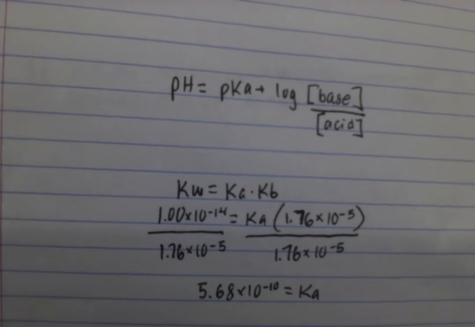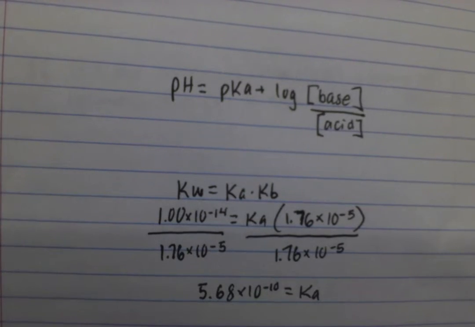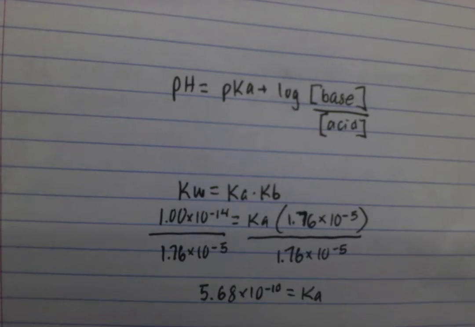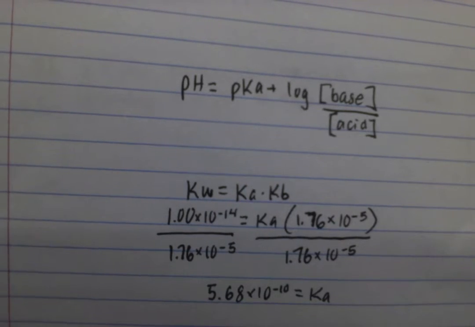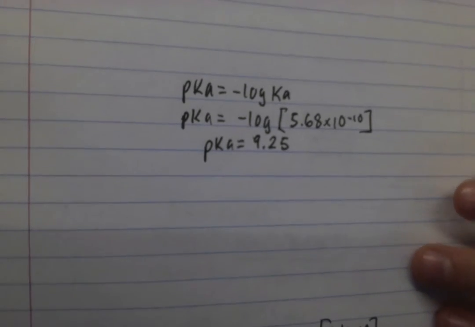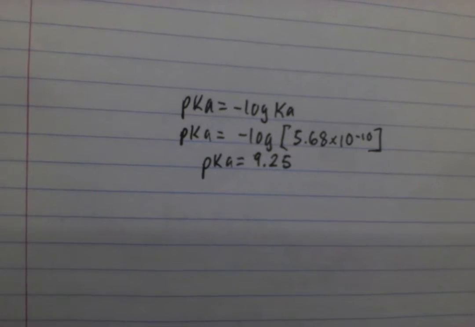So we know that the Kb of NH3 is 1.76 times 10 to the negative 5. And the Kw is a constant, which is 1 times 10 to the negative 14. So we find the Ka to be 5.68 times 10 to the negative 10. With this, we use the equation pKa equals negative log of Ka. So we plug in the Ka value that we just found and find the pKa to be 9.25.